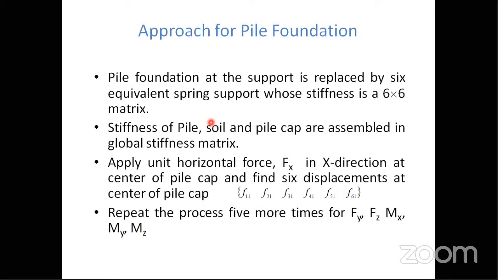One thing is that if we want to go for an uncoupled approach, in that case we can have a pile foundation, but we represent this pile foundation by a stiffness matrix of 6 by 6. At the column base there will be a common node between the base of the structure and the soil. If there is a pile connected to that node, we try to find an equivalent stiffness matrix for the pile corresponding to its 6 degrees of freedom.